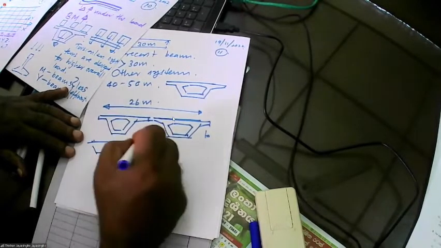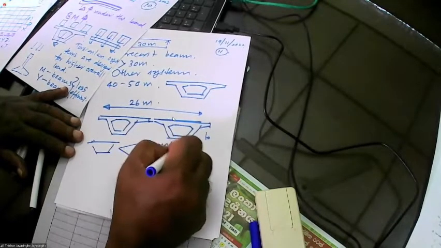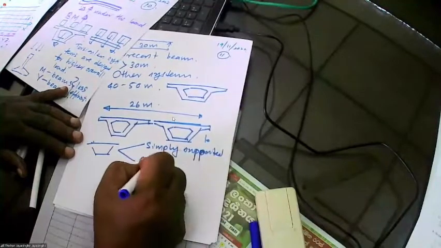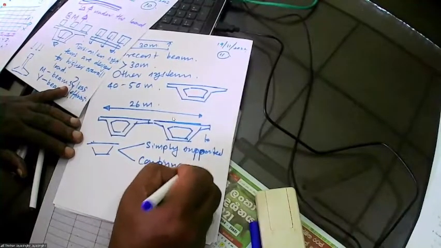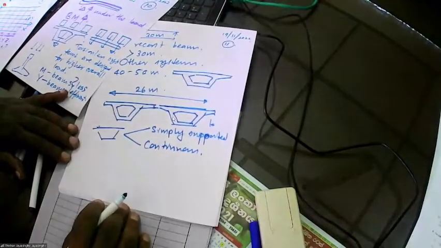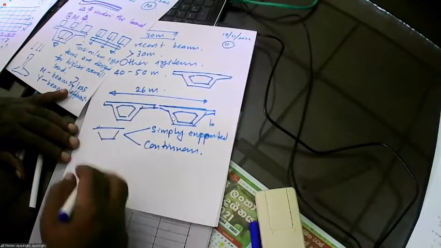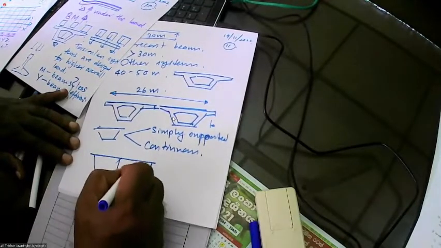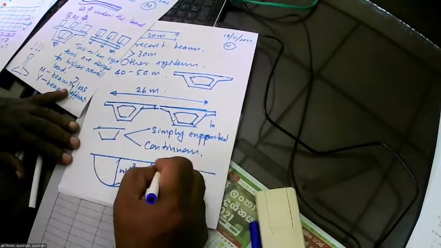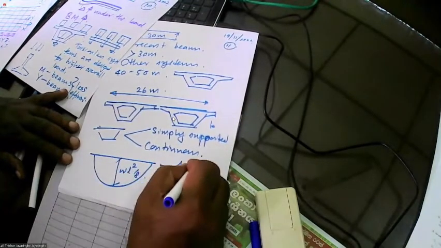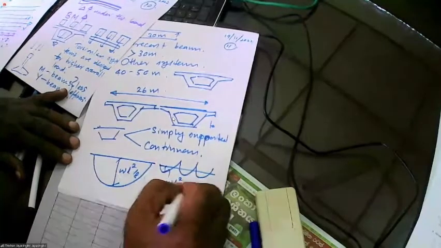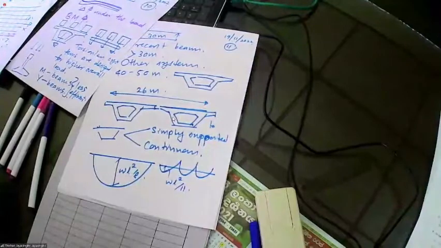You have to see whether it's simply supported or continuous. So what is the advantage of continuity? If it is simply supported, you have to design for WL carriage weight. If it is continuous, this moment can be about WL carriage 11. So if the structure is continuous, we have a distinct advantage.